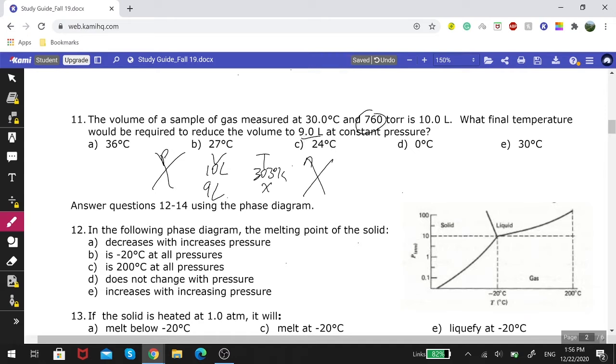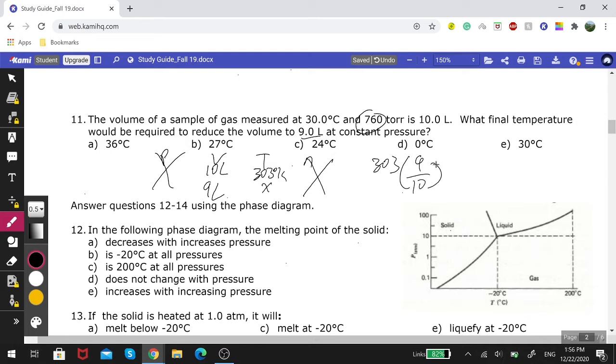So as volume decreases, temperature also decreases. So we're going to use 303 multiplied by a number smaller than 1, which will be 9 over 10. The smaller one will go on top, and the bigger one will go on the bottom, to give us 303 times 9 divided by 10, which is 272.7 degrees Kelvin. Now I want it in Celsius, so we're going to subtract 273 from that, and that gives us negative 0.3 degrees Celsius, and that is about 0 degrees.